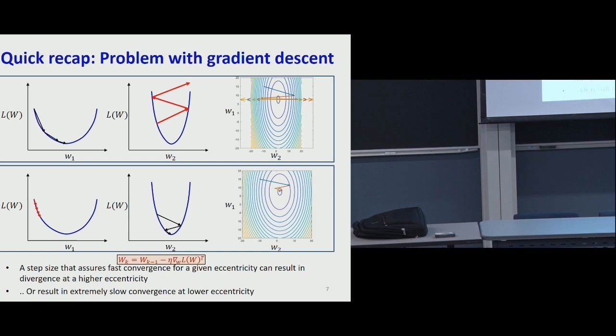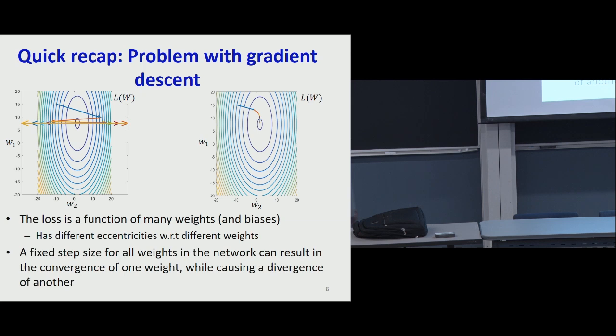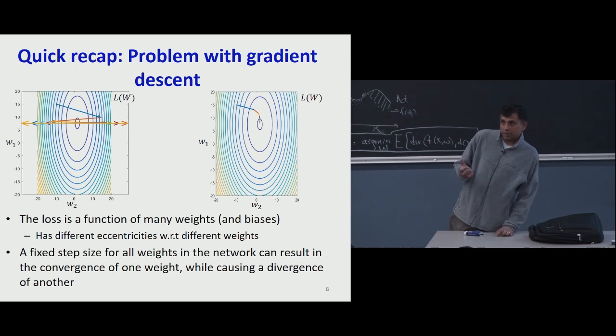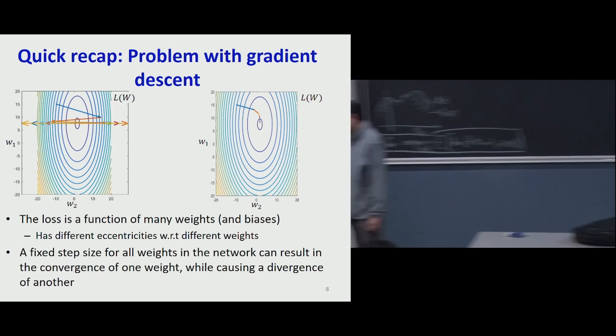So the loss function, again, is a function of many weights and biases. It has different eccentricities with respect to different weights. A fixed step size for all the parameters in the network can result in the convergence of one weight while causing a divergence of the other. Convergence with respect to one weight, but divergence with respect to the other, right? So we found that just having a fixed step size is a problem.